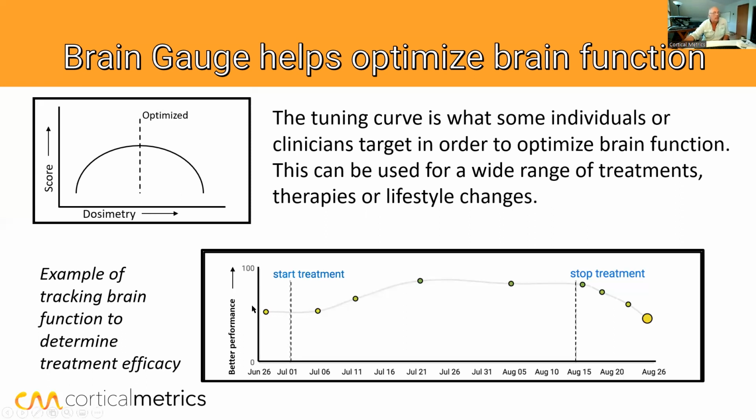Basically, in this case, this person started treatment, and then when treatment was stopped, things rolled off. So they probably should have resumed treatment at some point, but they didn't, because treatment was stopped for whatever reason. This kind of thing happens, but it does give you insight into how long to keep treatment going. And that's an important thing.